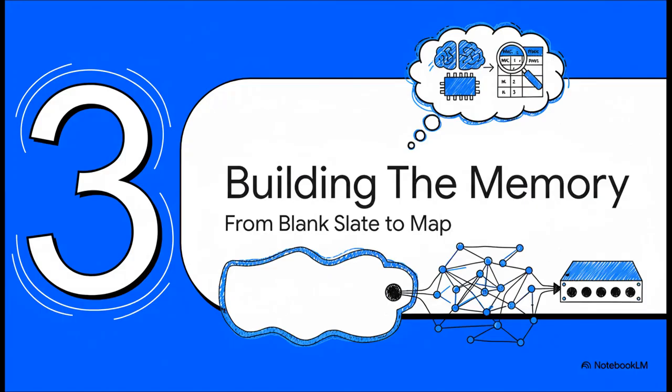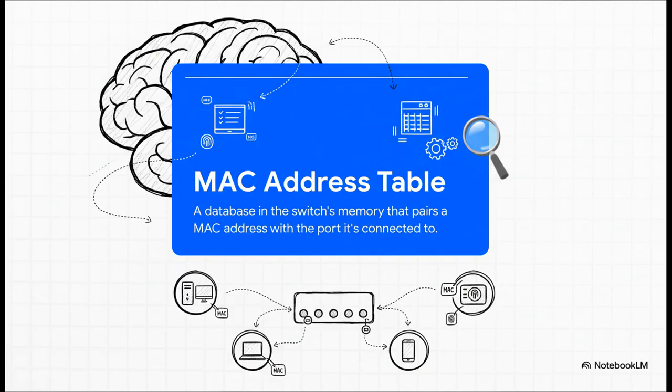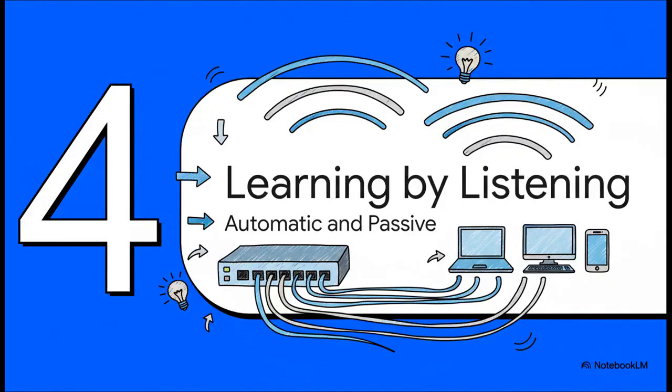So how does it go from knowing nothing to being the super efficient traffic cop of your network? Well, this is the cool part. It builds its own brain. It creates its own map of the network completely from scratch. And that map, that brain, is called the MAC address table. It's really just a simple database, but it's super powerful. All it does is connect the dots. It pairs a device's unique fingerprint, its MAC address, with the physical port on the switch that it's plugged into. That's the whole game.